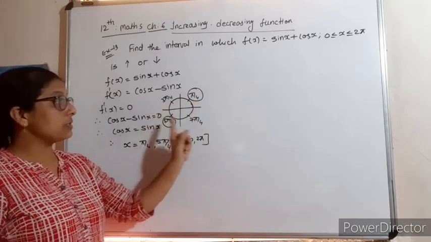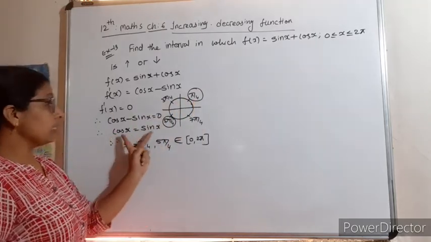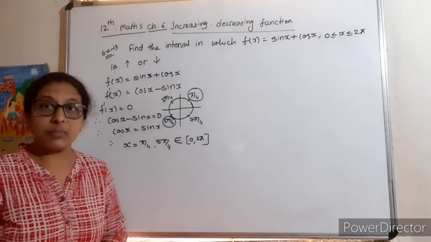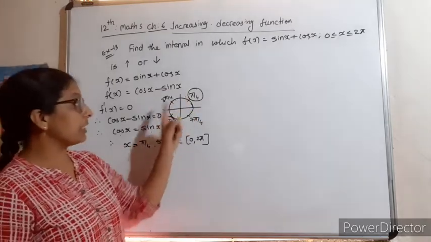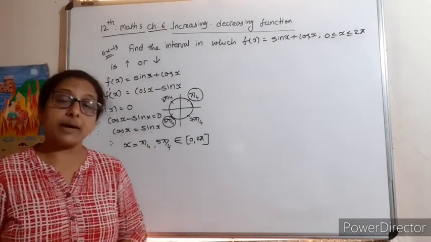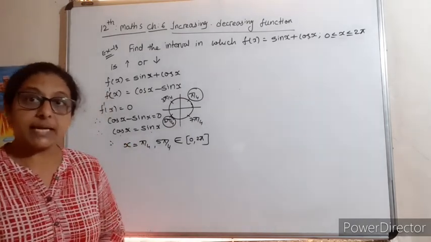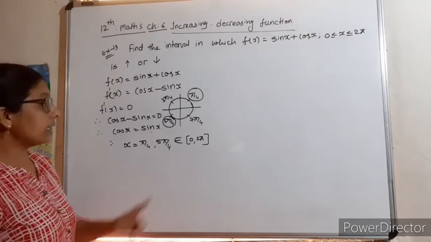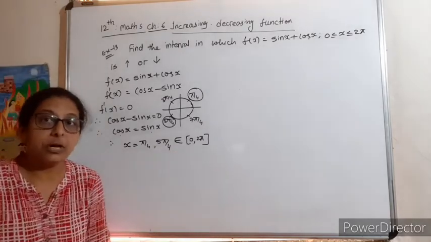So 4 values are there at which the sin and cos value will be 1 by root 2. But according to the quadrant you have to check whether it is equal, and that you have to take: pi by 4 and 5 pi by 4. You understand that? Yes. Now it is 0 to 2 pi. We have taken these values.